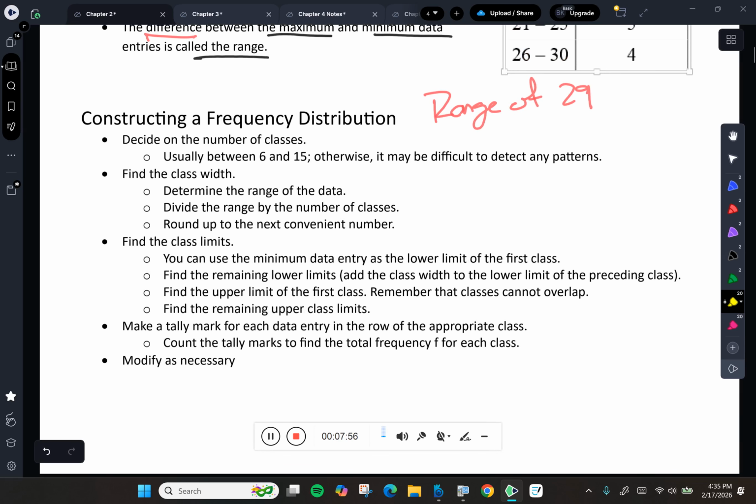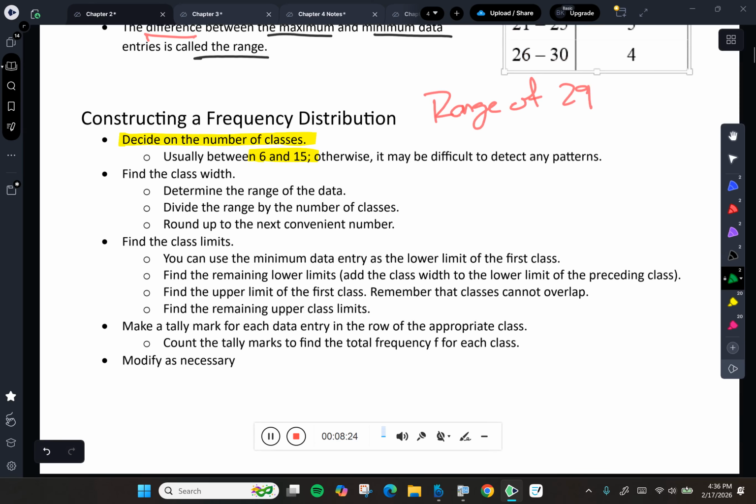The first step is deciding on how many classes you want to have. It's usually some number between 6 and 15. Now, there is no formula. There's no way to say, for this many data points, use this many classes. It doesn't work like that. It's just 6 to 15-ish. Pick a number, see if it works. Build a frequency distribution. If you like it, you chose well. If you don't like it, choose again and do it differently.